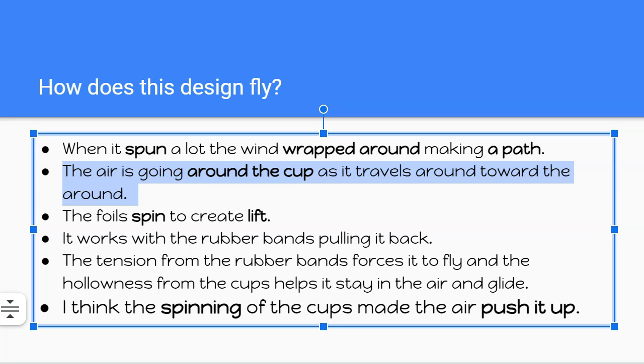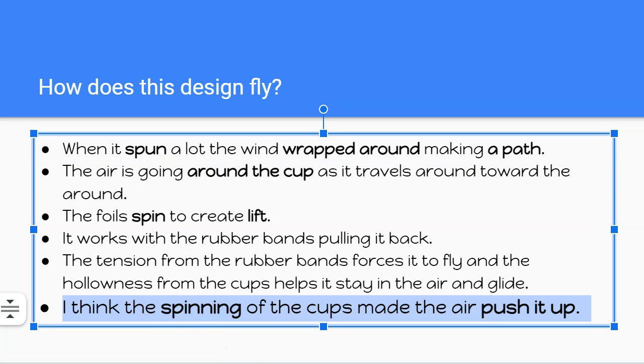Sometimes I see this, and this would be a level 1, maybe 2 writing level. You wrote something down. There's some ideas in there. I don't think you know what you're talking about when you write a sentence like this. And then there's some other ones in here. I really like this last one because it hits on the actual points of how it works. "I think the spinning of the cups made the air push it up." And when we talk about a push or a pull in physics, we're talking about forces. Yes, and spinning has something to do with it. So let's talk about this a little bit.